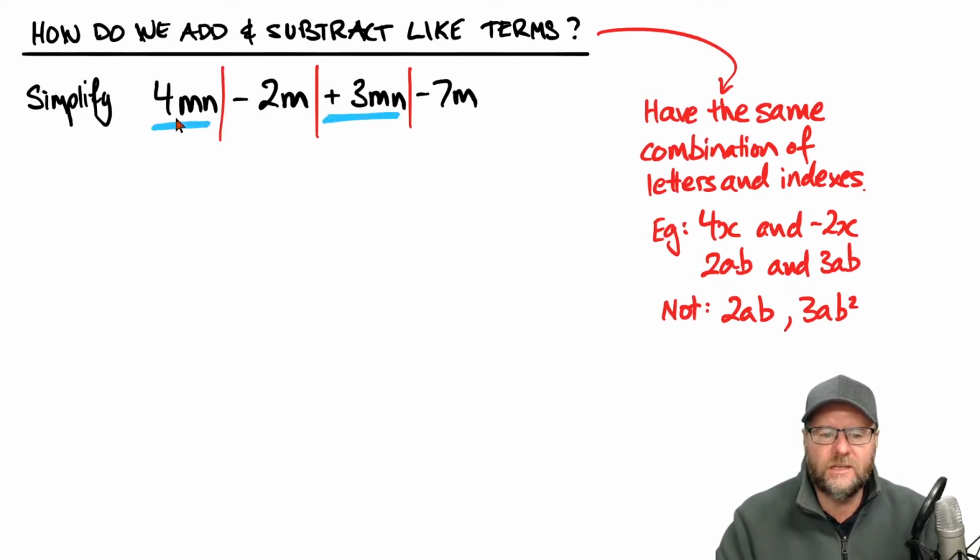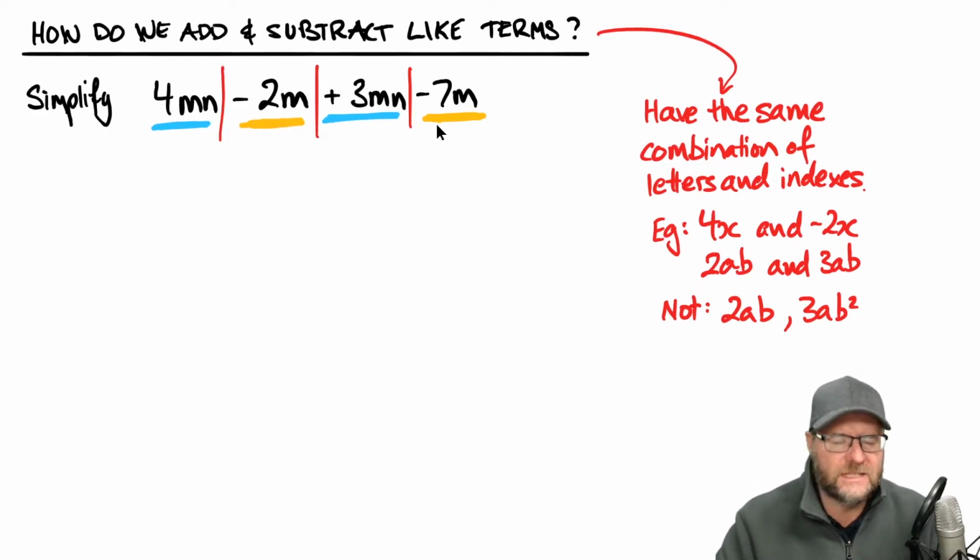I've got these two things I can see are like terms: 4mn, which is actually a positive 4, we just don't put the positive sign there. So I've got a plus 4mn and a plus 3mn. These two pieces are also like terms: a negative 2m and a negative 7m.